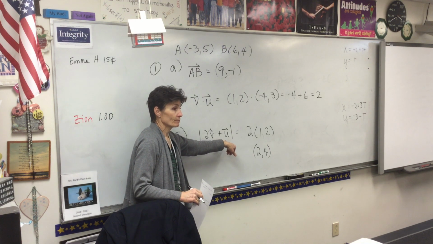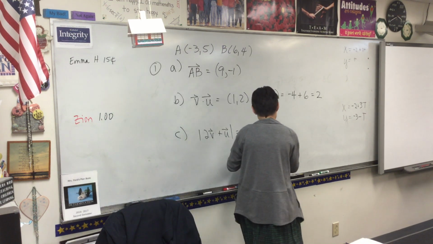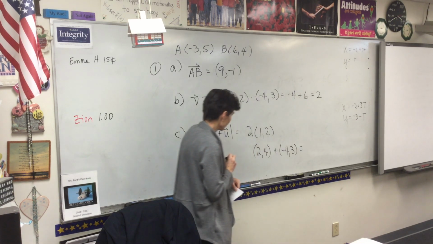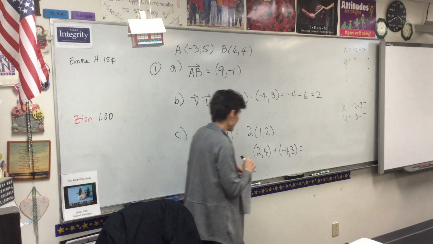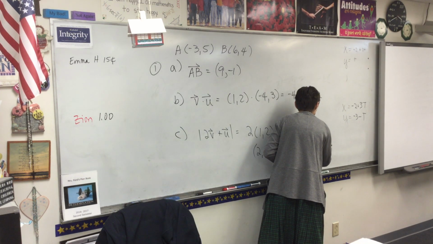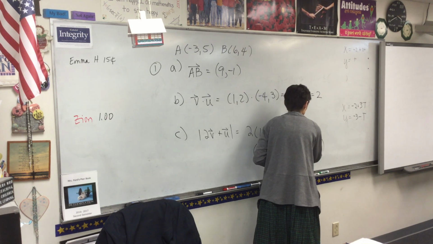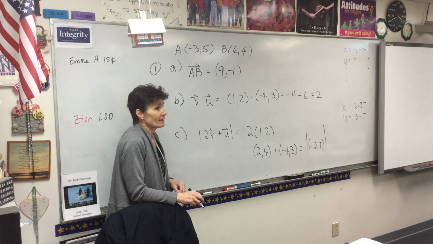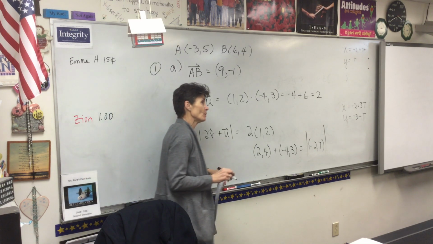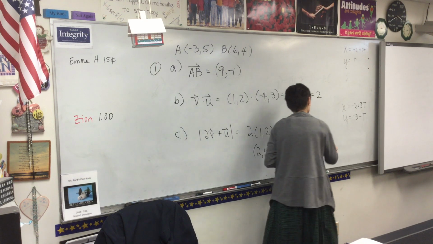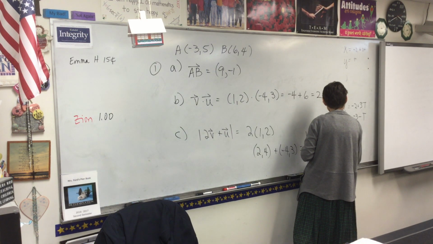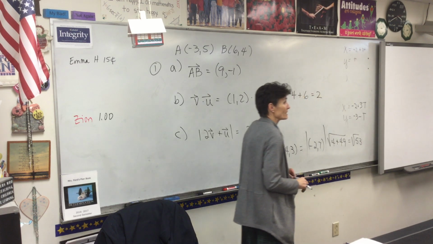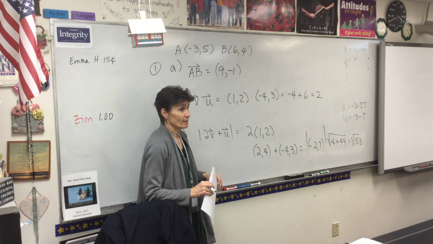Then what? Add u. So we're going to add -4, 3 to that. Okay, what do we get? We're adding now. Just -2, 7. Thank you. And then what? There's one more thing that has to be done. Find the magnitude. To find magnitude, we square the first one, square the second one, add them together, and take the square root. So the final answer is root 53.